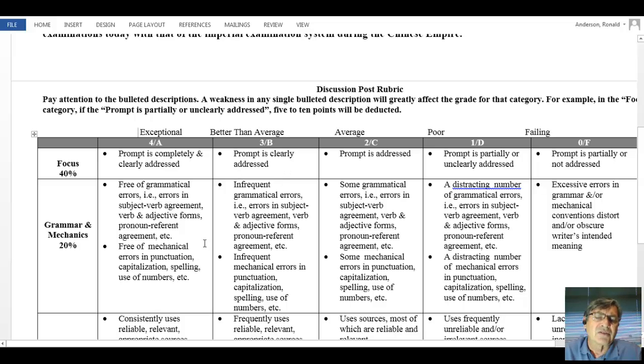Grammar and mechanics, 20%, that is about 6 points. Free of grammatical errors, errors in subject agreement, verb, adjective, so forth, all those things. About 6 points, the most you could lose on that is 6 points.